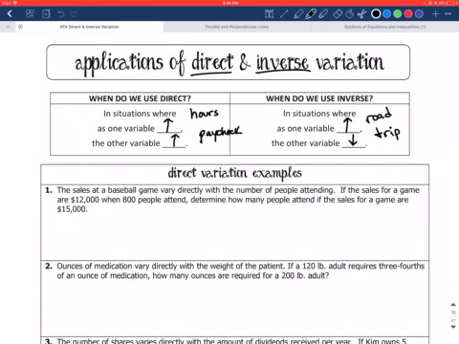where our two variables are time and speed, right? So if your speed increases, your time is going to decrease. The faster you go, the less time it takes to get there. It also works the other way. The slower you go, if your speed decreases, the time is going to increase.